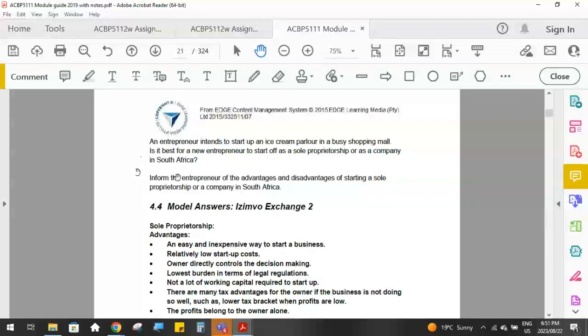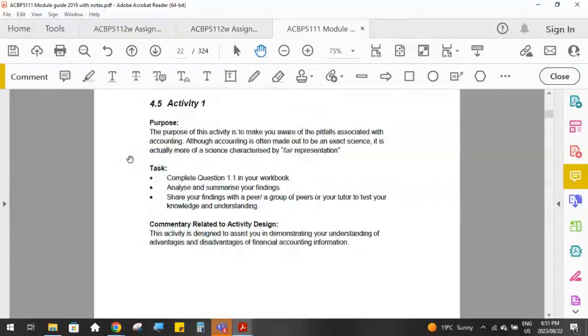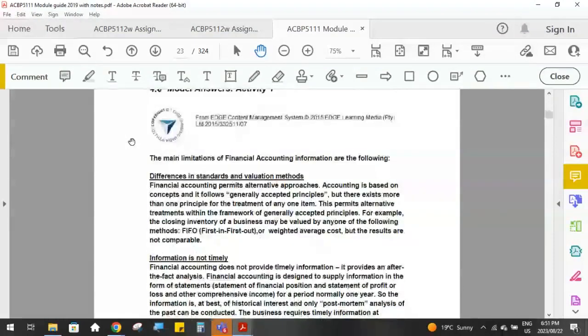Advantages or disadvantages of starting as a sole proprietorship. It's really just a question on the forms of business, which is very important because you must understand the three different forms and what the differences are between them. So in your assignment, question 1.1 takes you through that process. It will test whether you understand the differences in characteristics between those three different forms of a company and why you might choose one over the other.